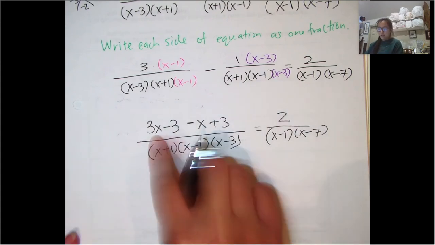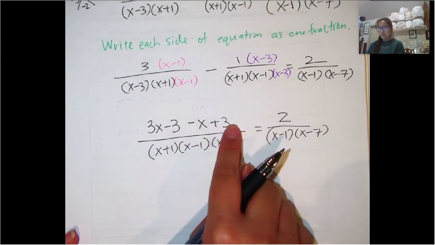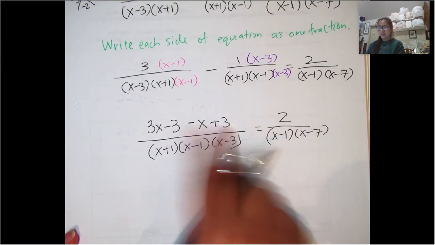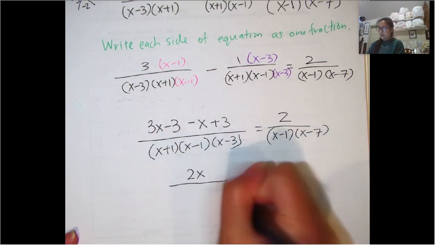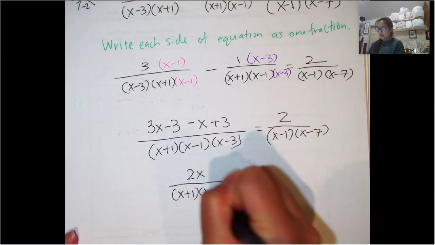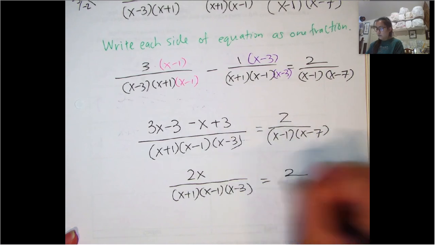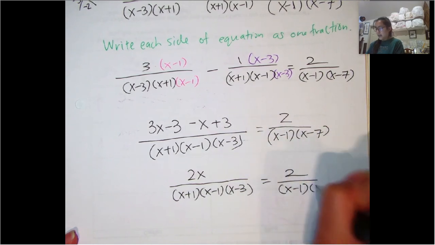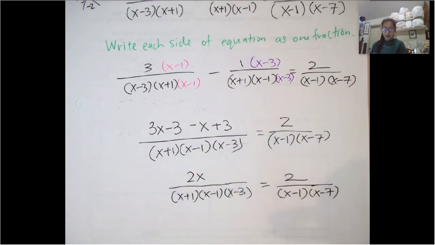If you simplify this, you'll see that you have minus 3 plus 3, so that's 0. Then you have 3x minus x, so that's 2x. So we have 2x over x plus 1 times x minus 1 times x minus 3, equals 2 over x minus 1 times x minus 7. Like I was saying earlier, we'll multiply each side of the equation by each of the denominators.